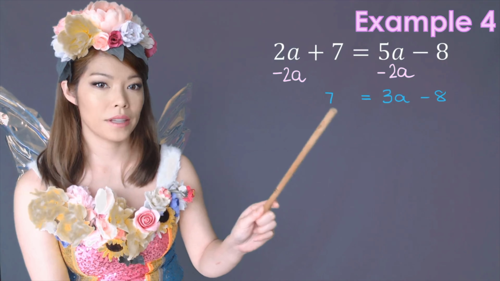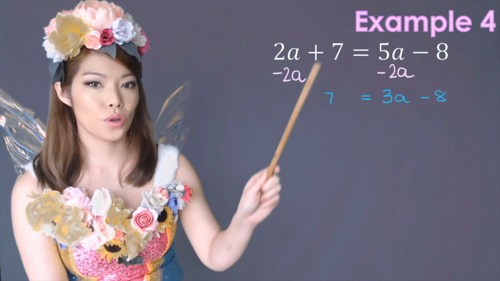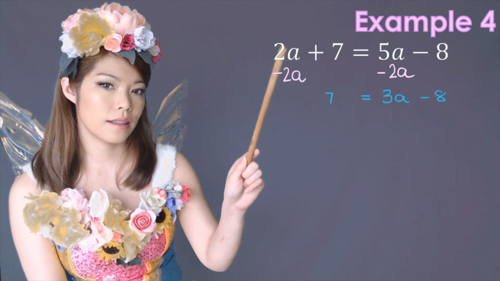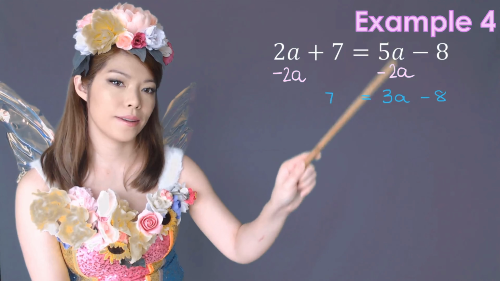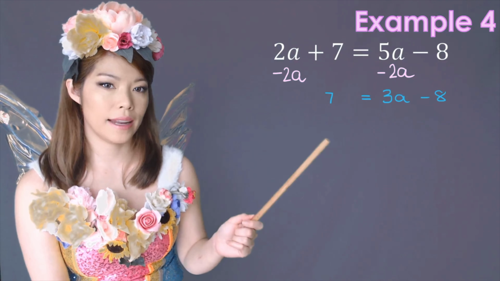So on this side we have 7, on that side we have 3a minus 8. It's good to go down your workbook rather than across, because then you can see all the values and you can check that you're not missing any number or you're not adding any values.